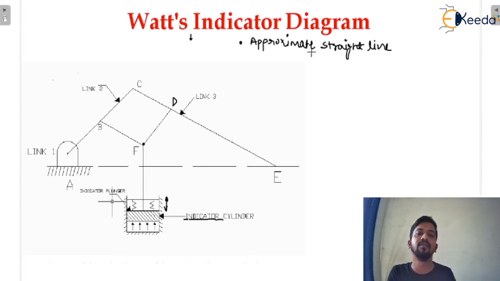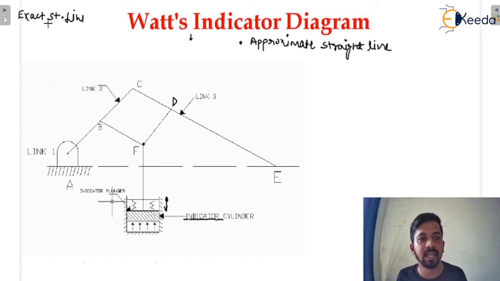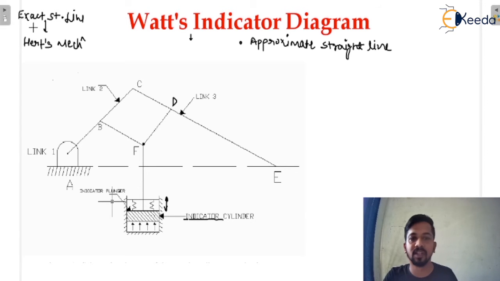If there is a question about exact straight line, you must know that the exact straight line mechanism is Hart's mechanism. Exact straight line is a Hart mechanism. Hart is the name of a scientist. So Hart's mechanism is an exact straight line. You will get exact straight line in the Hart mechanism, but in Watt's indicator diagram you will get the approximate straight line. So basically this is an approximate straight line mechanism.